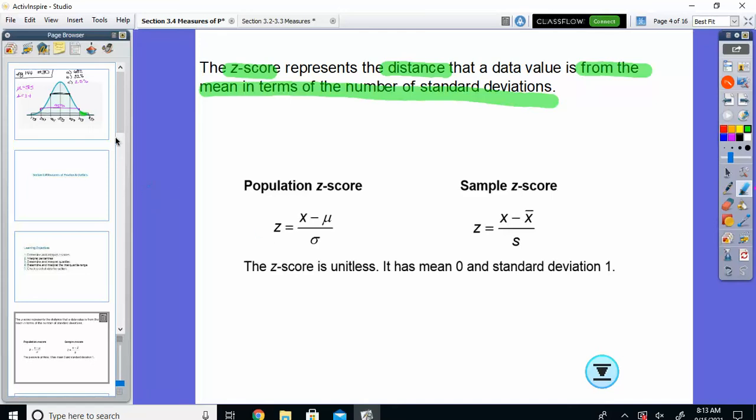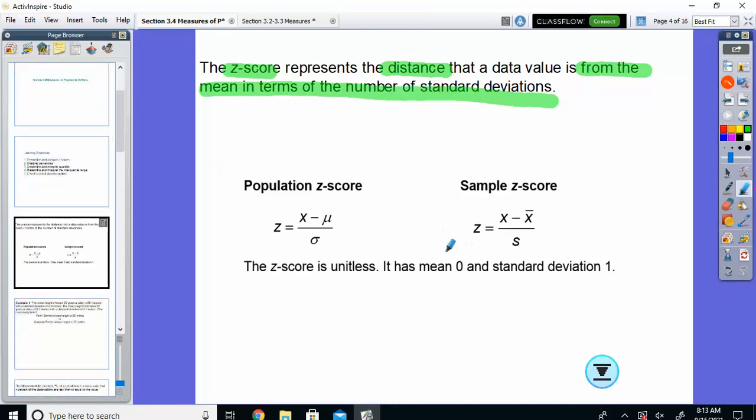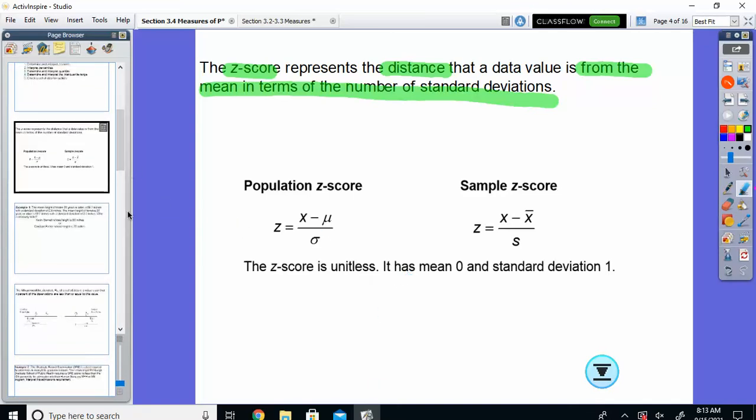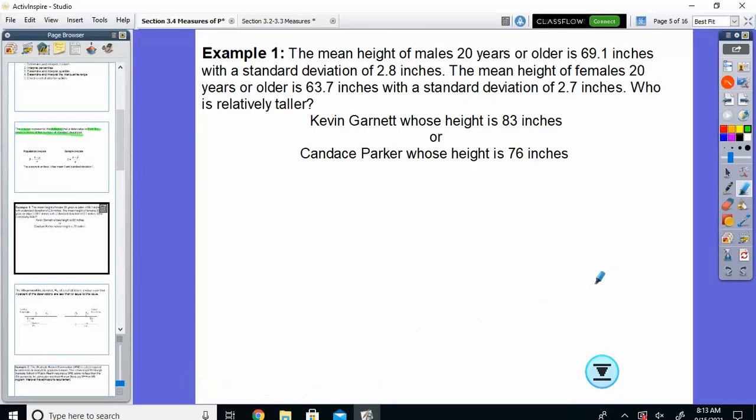Okay, so this is on your formula sheet. You don't have to memorize it. Population and sample, the only difference is basically the letters. Mu and sigma are for population mean and standard deviation. X bar and S are for sample mean and standard deviation. So basically you just take your value, subtract your mean, and divide by standard deviation.